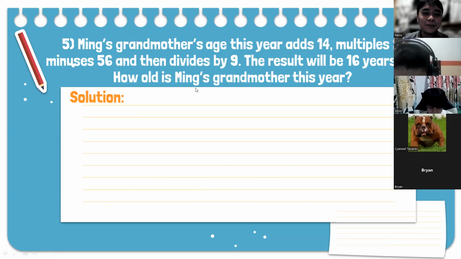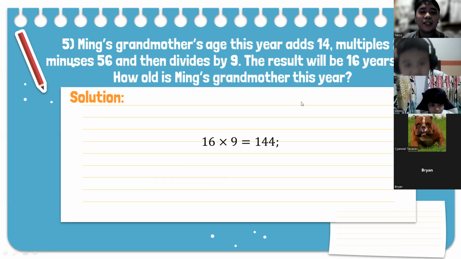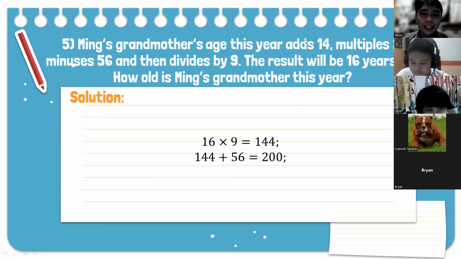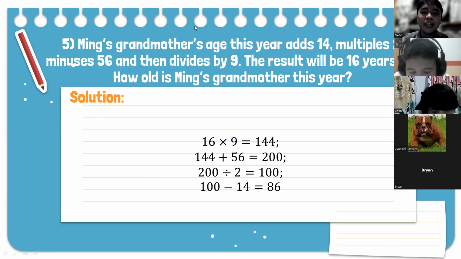Number 5. How about this one? So just backtrack, right? Basically 16 times 9 plus 56 and so on. So you just reverse every step, going backward. You can't begin here, okay? You should begin at 9 and then go backwards. As you can see, you're supposed to get 86. That's it.